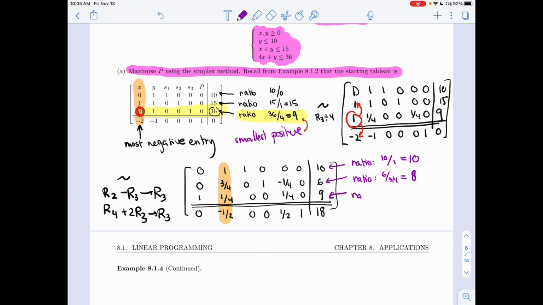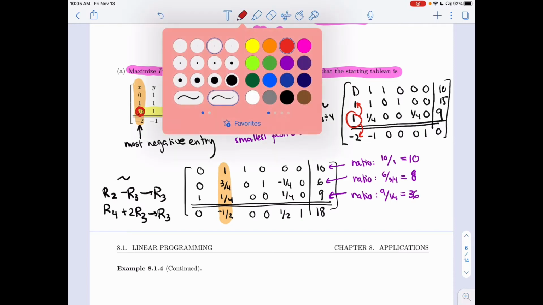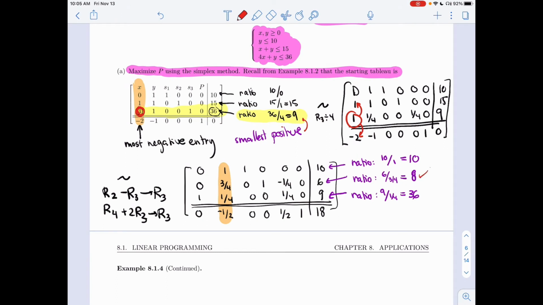And this one, the ratio will be 9 over 4, that would be 36, which is way too big. We take the smallest one, so the smallest positive is 8. That's going to be my row, and I have the intersection right here. So my pivot this time is this 3/4.